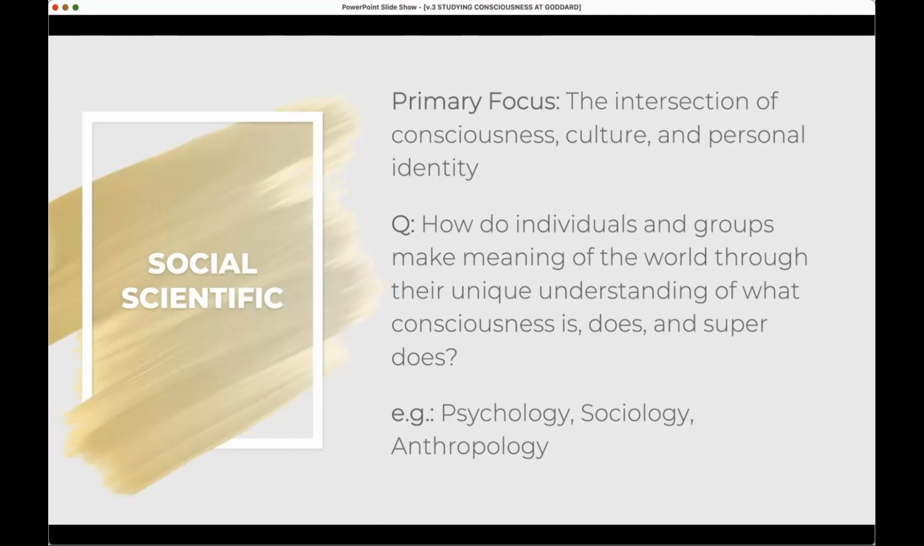A consciousness concentration student might design a research study around a question such as, for example, how do members of a particular cultural group understand the ultimate nature of consciousness? And how does this understanding shape the way they make meaning of the world, approach problems of existence, relate to one another, and so on and so forth.